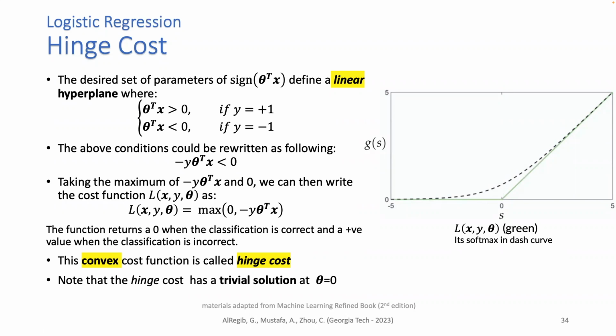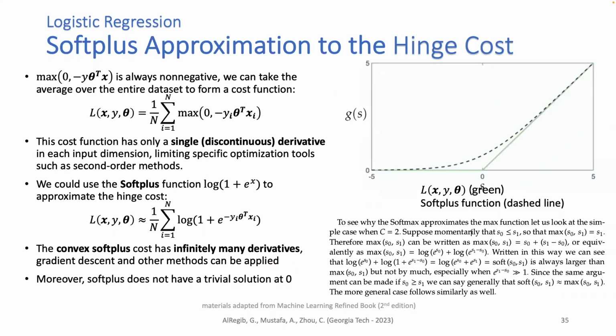This is called the hinge cost. What's the problem with this hinge cost? What is the issue with it? If you want to find the minimum, what do you do? You set the derivative equal to 0. What's the problem with this? You have this singularity in here, right? So that's the problem with the hinge cost. This trivial solution at the input equal to 0.